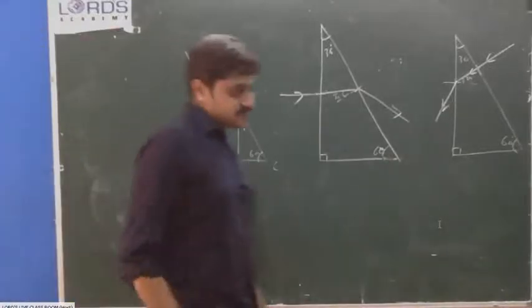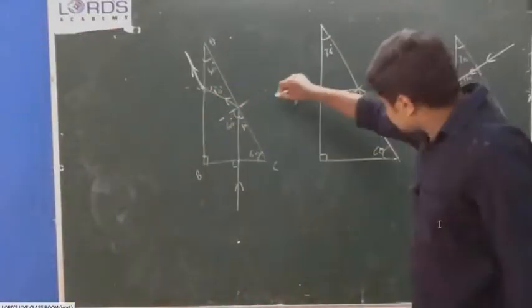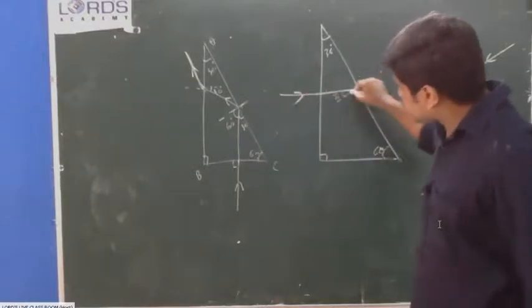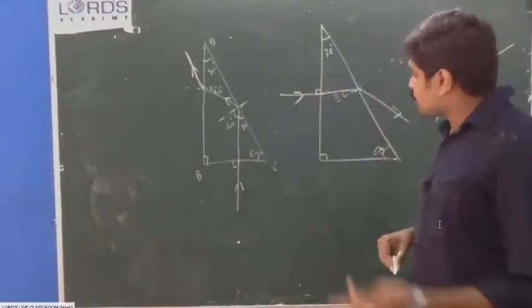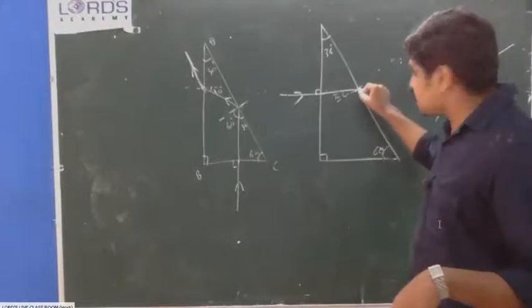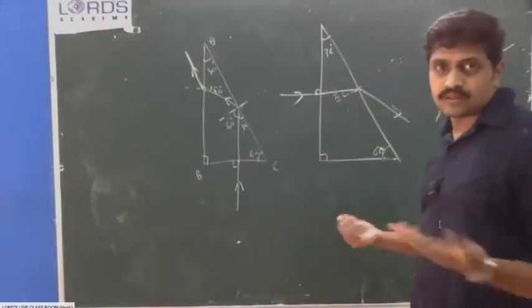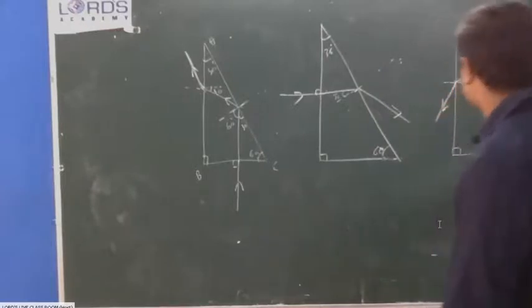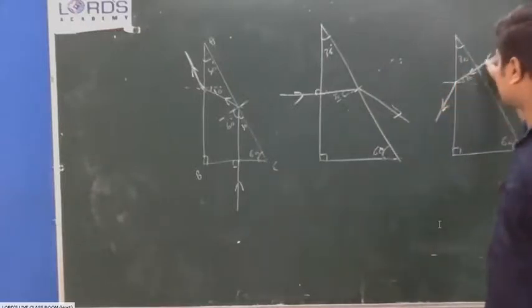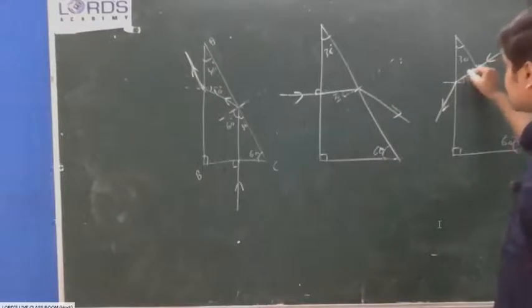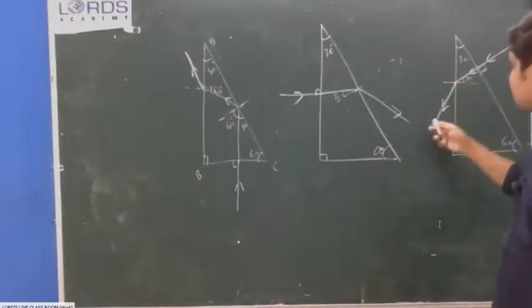Okay, see, in this diagram, till here it's a straight line, no deviation, because the angle of incidence is 0. Reach here, then the ray went away from the normal. That's all. Here also the same thing. 0 degree angle of incidence, no deviation, then it went away from the normal.